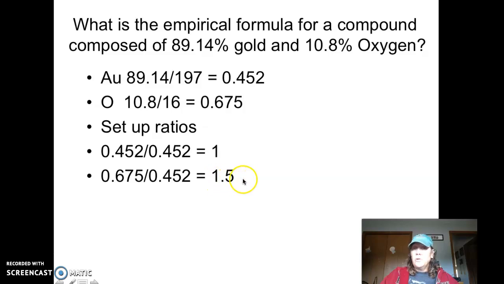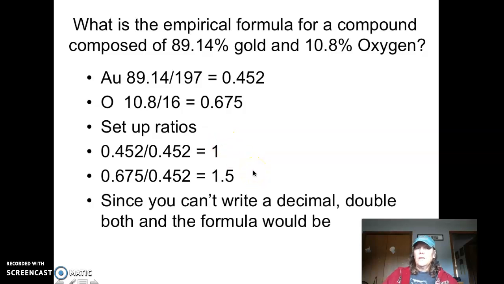Maybe if this was 1.25, then I would have to multiply both of them by 4. So you have to look at your numbers. You can't round. If it's like 1.9, that's not a problem. But if it's 1.5 or 1.75 or whatever, those you can't round. So you've got to be careful. There's not that many that are that way, but you've got to look at them. So we get 2 to 3. Since I can't write a decimal, I double both, and my formula would be Au2O3. That's gold(III) oxide.